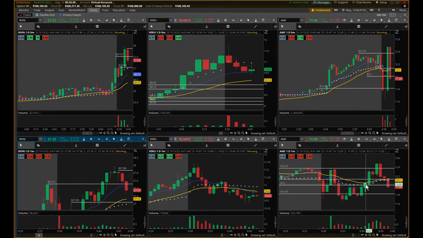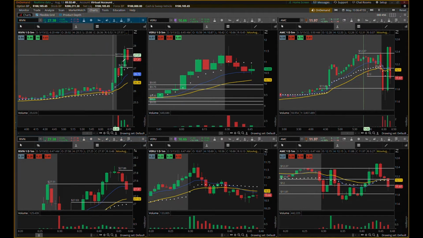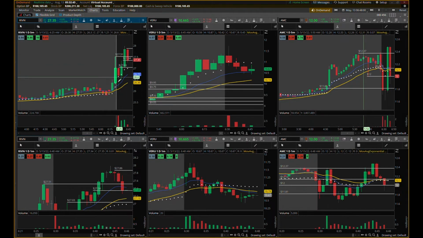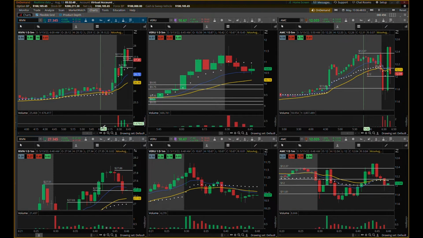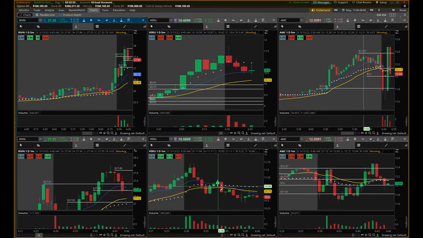And now AMC is dropping. Oh, yeah, look at that 5-minute candle. Did I call that or what? This is interesting here, though. $6.48, so we're only 18 minutes into the day.